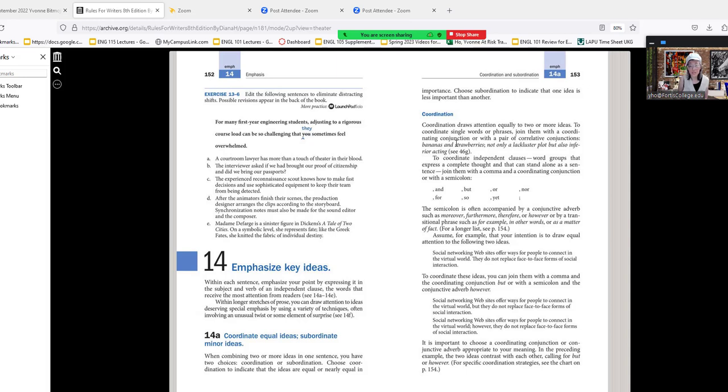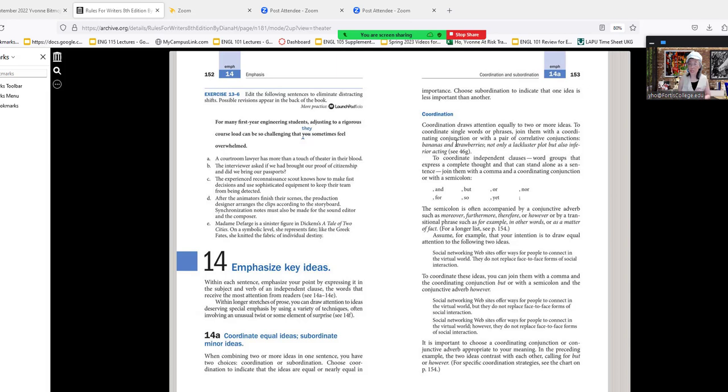So to coordinate these ideas of social media offering people ways to connect, as well as social media not replacing face-to-face interactions, let's place these two together and put a conjunction in the middle. And so you would have: Social networking websites offer ways for people to connect in the virtual world, but they do not replace face-to-face forms of social interaction. Or you could say: Social networking websites offer ways for people to connect in the virtual world; however, they do not replace face-to-face forms of social interaction.